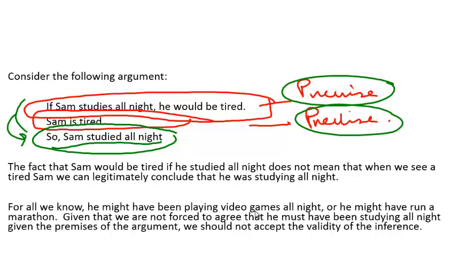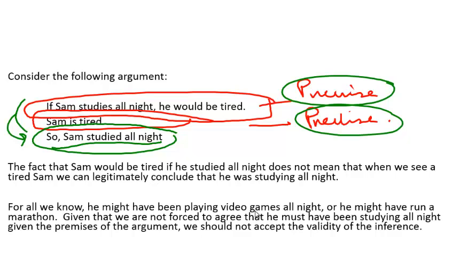Now, to defeat the argument, you need to simply point out the possibility that Sam could be tired, and the reason for his being tired is because, let's say, he ran a marathon. So the fact that Sam would be tired if he studied all night doesn't mean that when we see a tired Sam, we can legitimately conclude that he was studying all night. So for all we know, he might have been playing video games, or he might have run a marathon, etc.